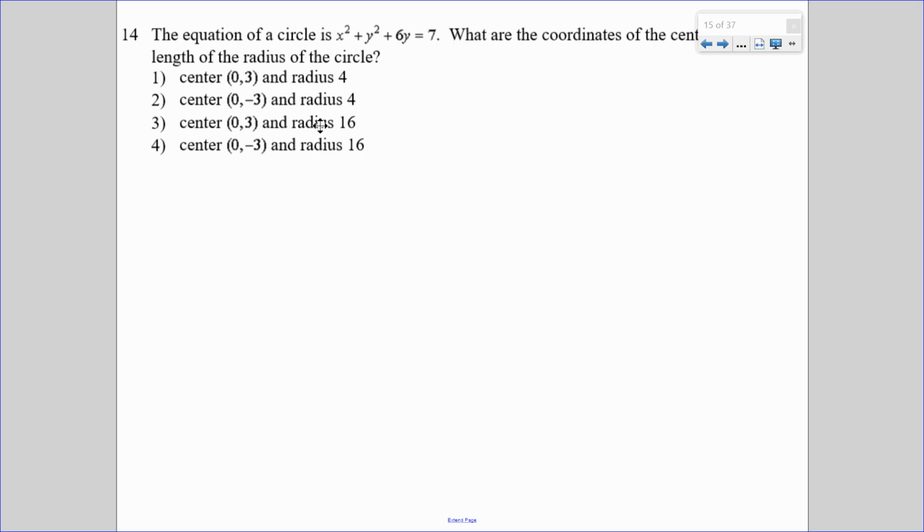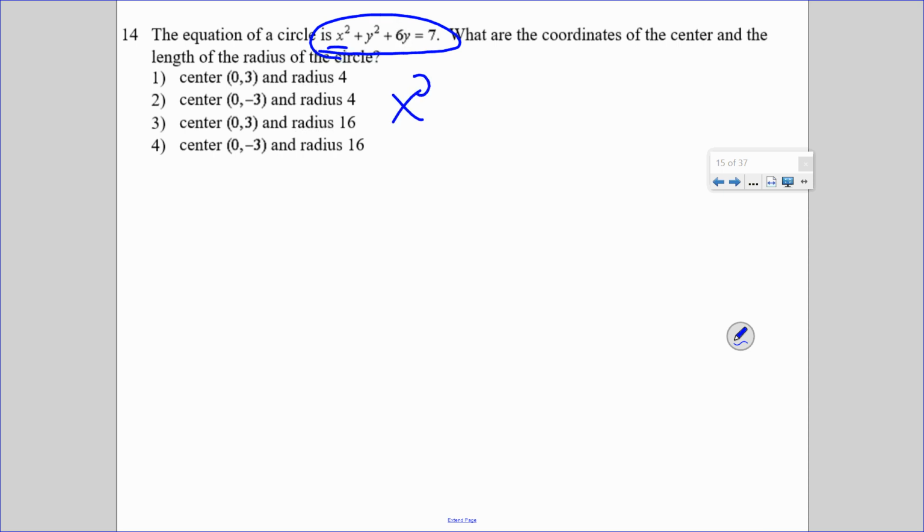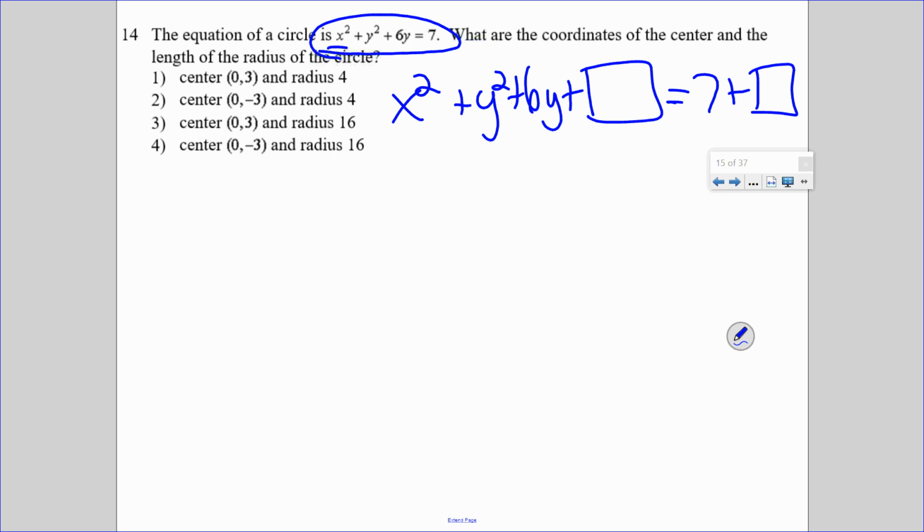The equation of the circle, blah, blah, blah. You need to know how to put this into center radius form. This is completing the square. I'm going to have to do it twice. There's only one x value, so I'm not going to have to do it for x squared in this case. I'm only going to have to do it for the y's. y squared plus 6y plus something equals 7 plus something. To determine what goes inside, it's b over 2 squared, which is 6 over 2 squared, which is 9.